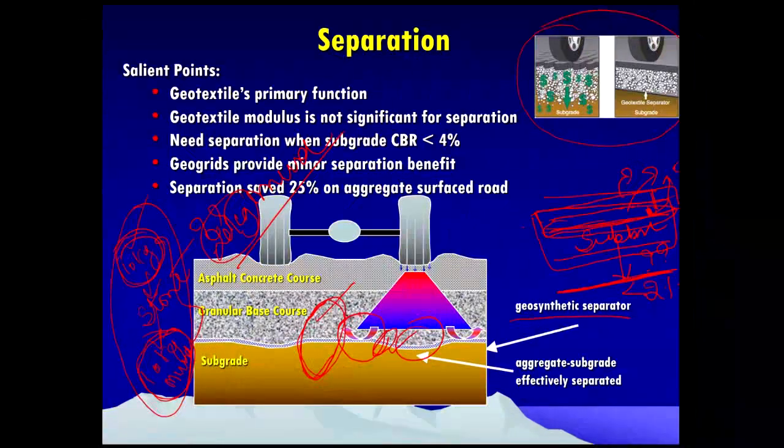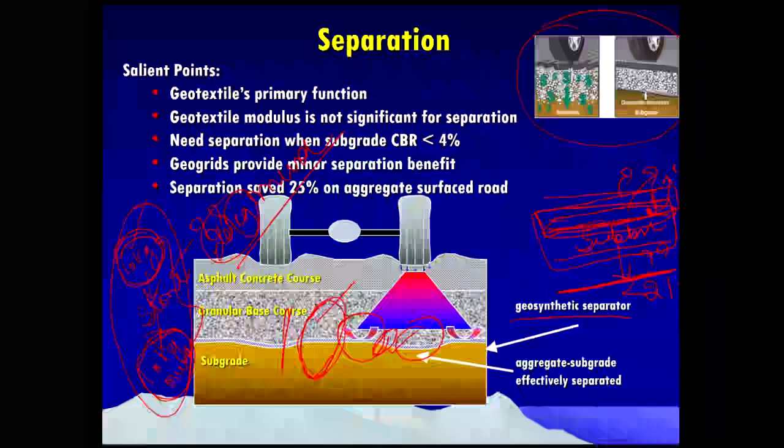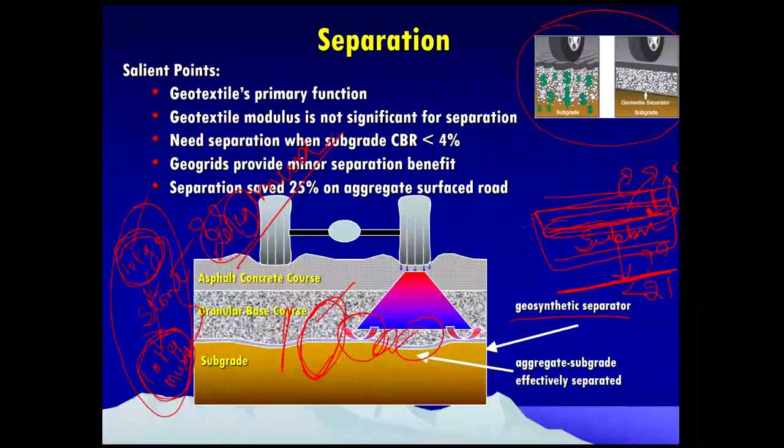One is that the fine soils will attempt to enter into the voids of the stone aggregate. It will try to intermix in the voids of the aggregates, thereby ruining its drainage capability. That's the one mechanism. The other mechanism is that the stone aggregate attempts to intrude into the fine soil, thereby we will be losing the strength of the stone aggregates.